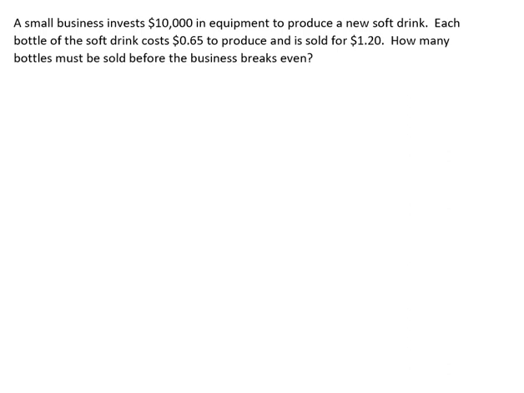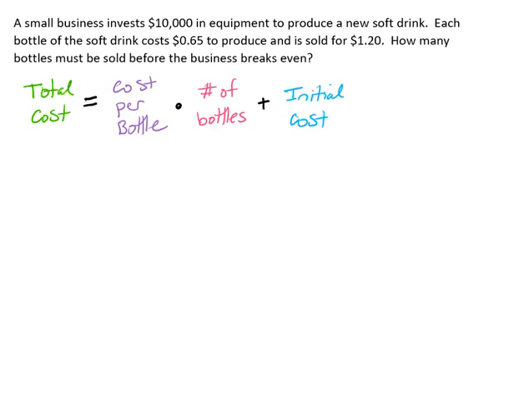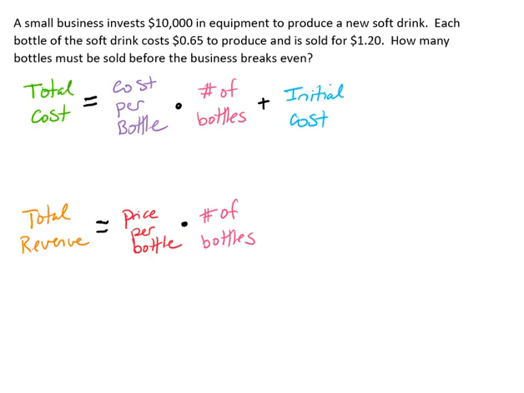A small business invests $10,000 in equipment to produce a new soft drink. Each bottle of the soft drink costs 65 cents to produce, and it's sold for $1.20. How many bottles must be sold before the business breaks even? Well, our cost for producing x bottles is going to be the total cost: our cost per bottle times the number of bottles, plus the initial cost. And our revenue is obtained by selling x number of bottles, so our revenue is the price per bottle times the number of bottles.